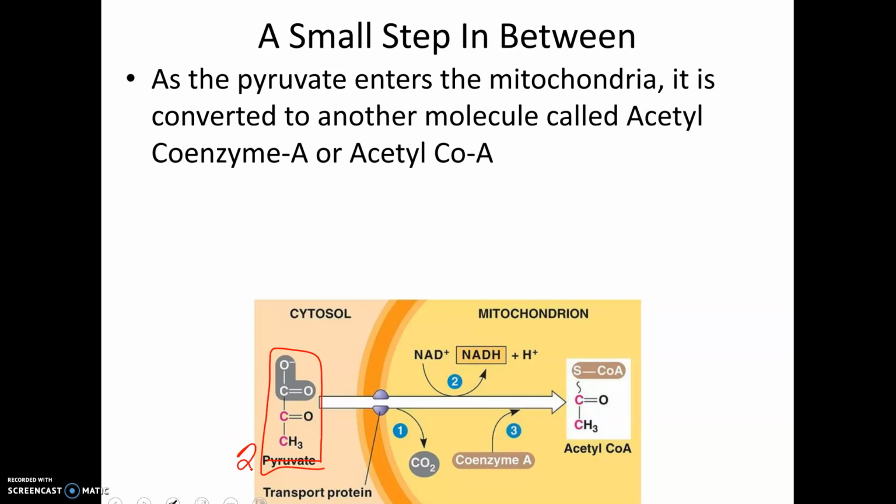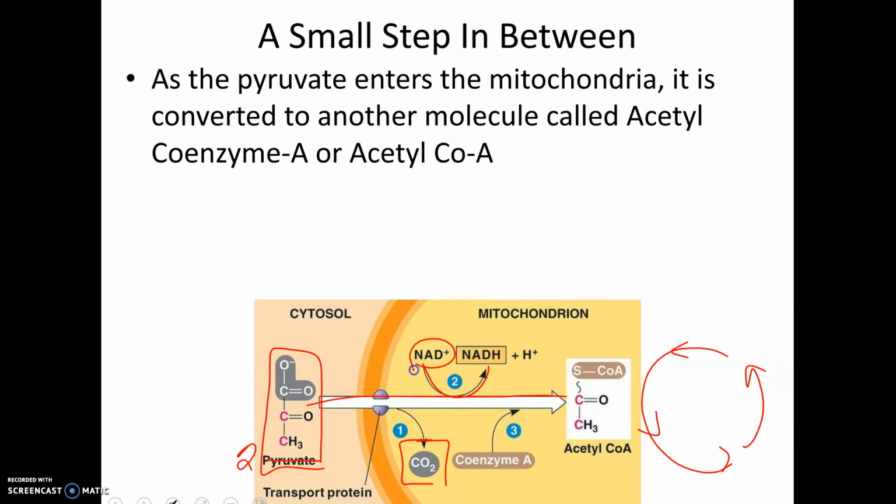So it turns out before pyruvate can start the Krebs cycle, which is going to look kind of like a circle, it's going to be a cycle with several steps, it has to go through a little conversion. And this conversion happens, as you can see, as it's entering the mitochondria. So what it does, it gets converted to another molecule called acetyl-CoA or acetyl-coenzyme A. Ultimately what it is that the pyruvate loses one of its carbons, and you can see that's released as carbon dioxide. Another NADH is made.